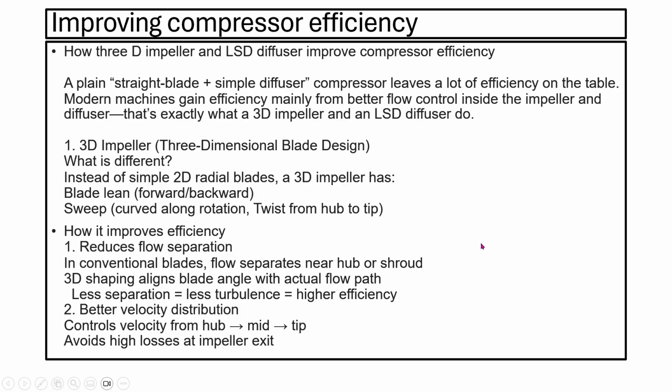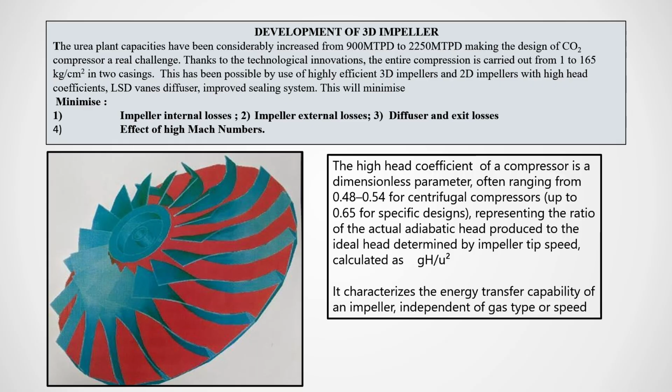So if you use a three-dimensional type impeller, you see at the inlet of the hub it is also bent, it is totally not radial, then it is also bent at the middle, and at the exit it is also bent like this. So when it is like this, there will be no separation.